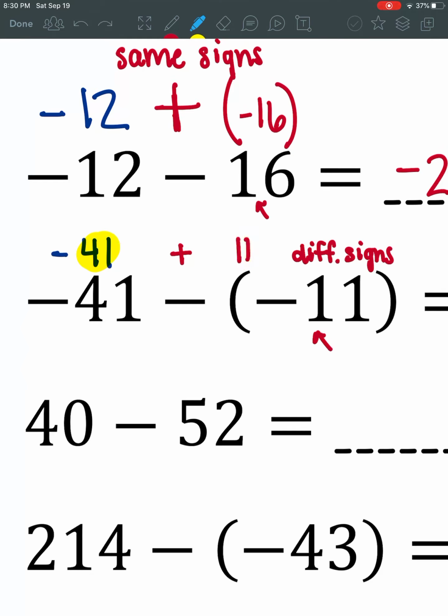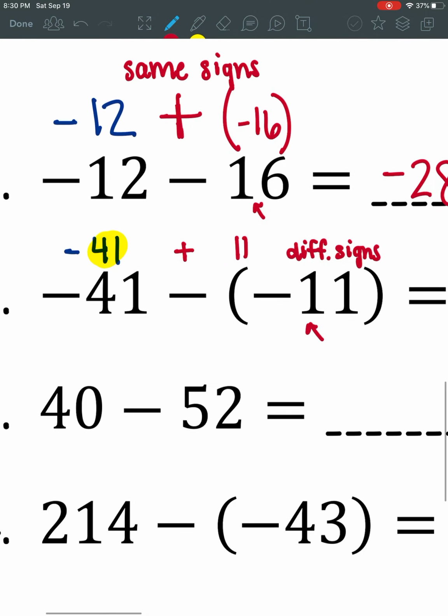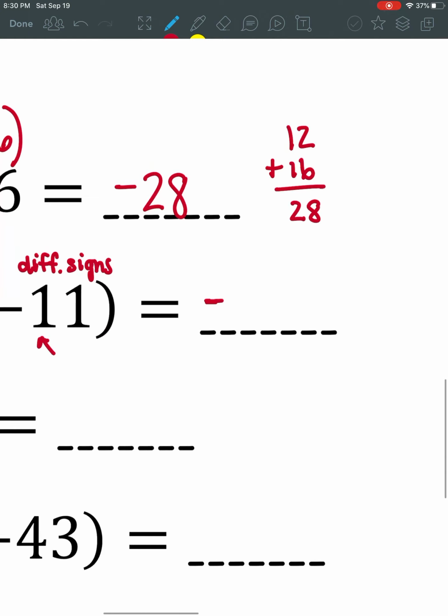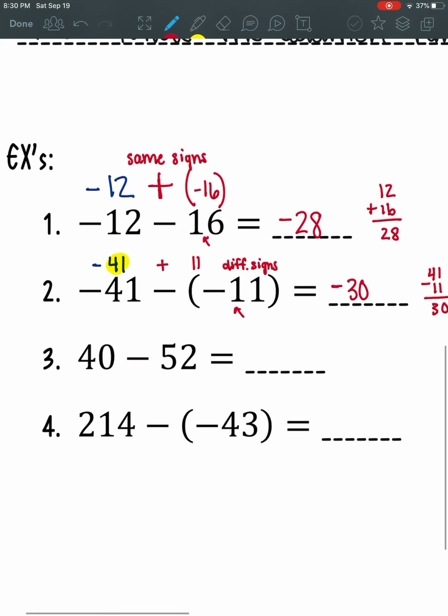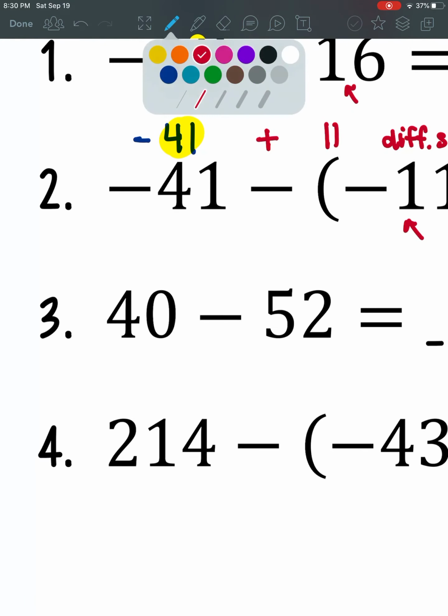So different signs. Let's check before we even subtract them so we don't forget. Is 41 or is 11 bigger? Well, 41 is bigger, so I'm going to keep that one highlighted so we know our answer has to take that sign, and the 41 is negative. And then we can come off to the side and do 41 minus 11, and we get 30. So our answer is -30.